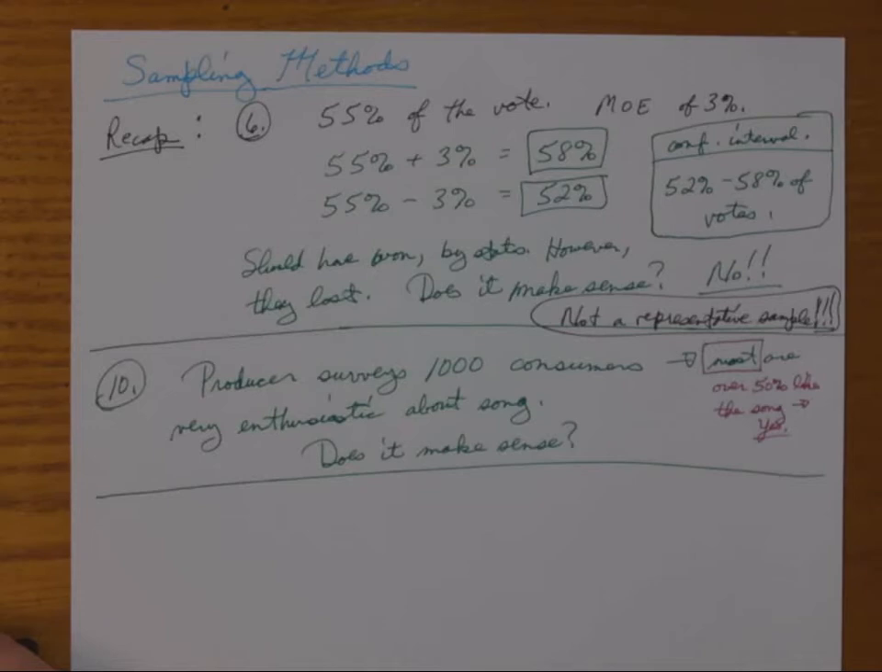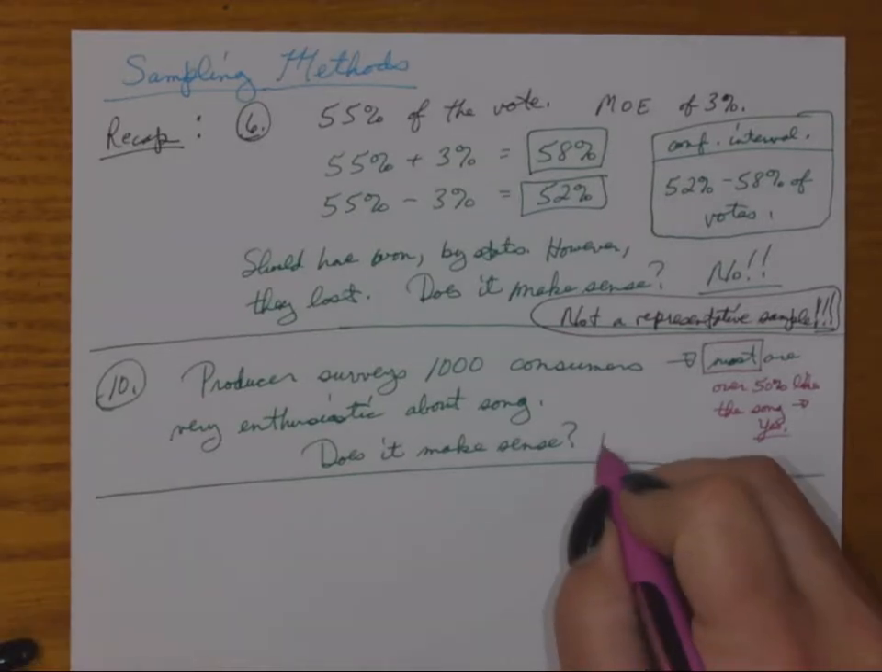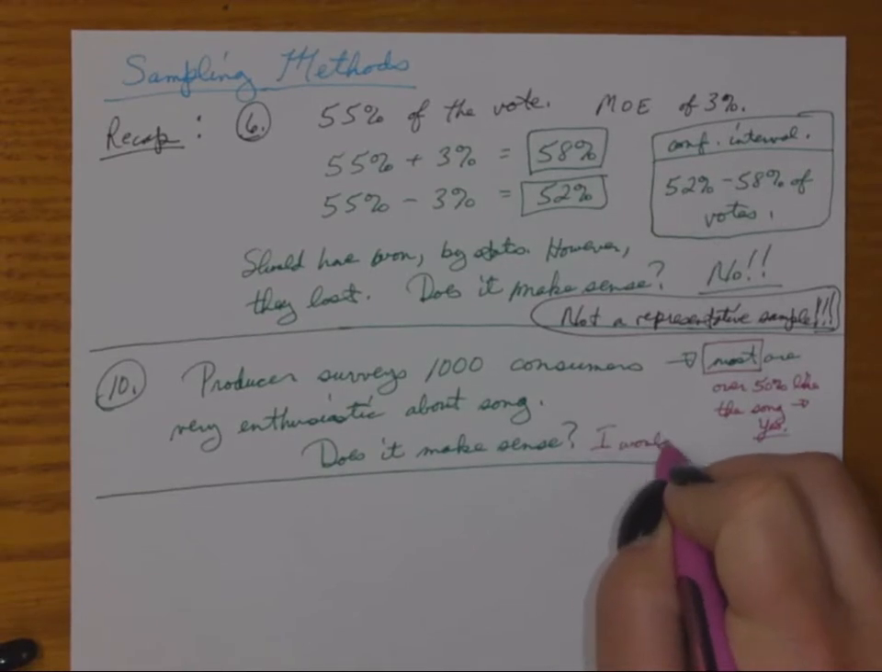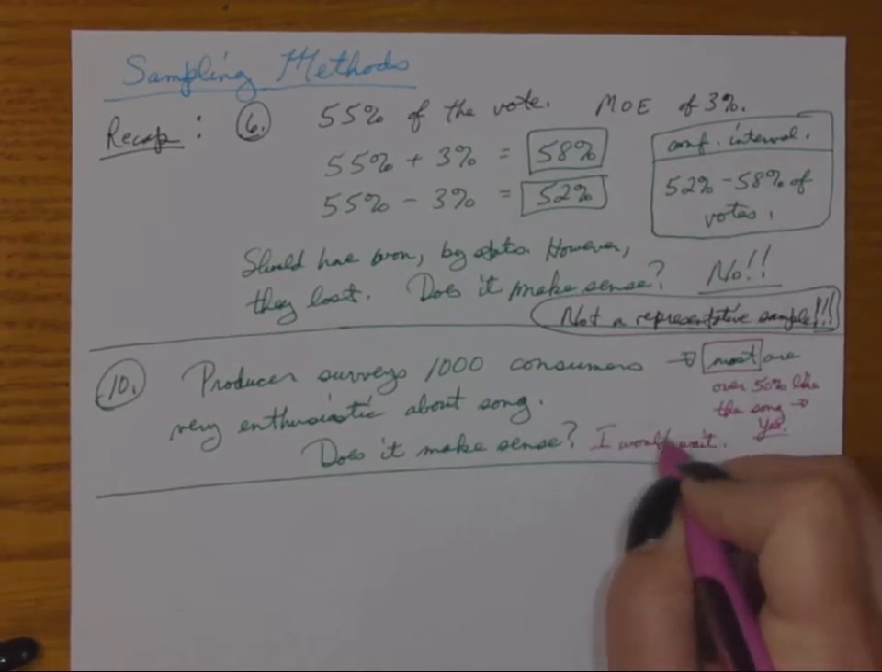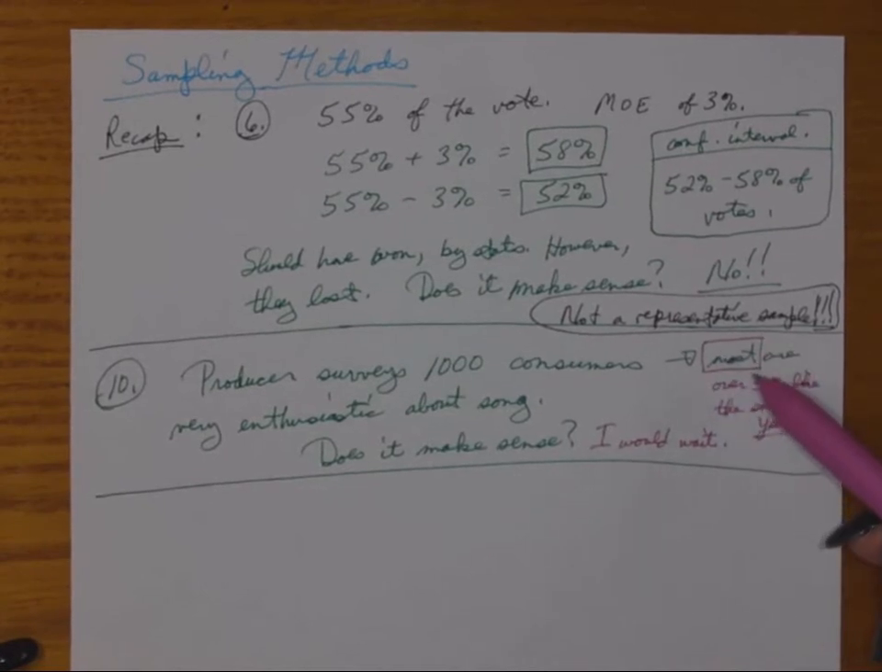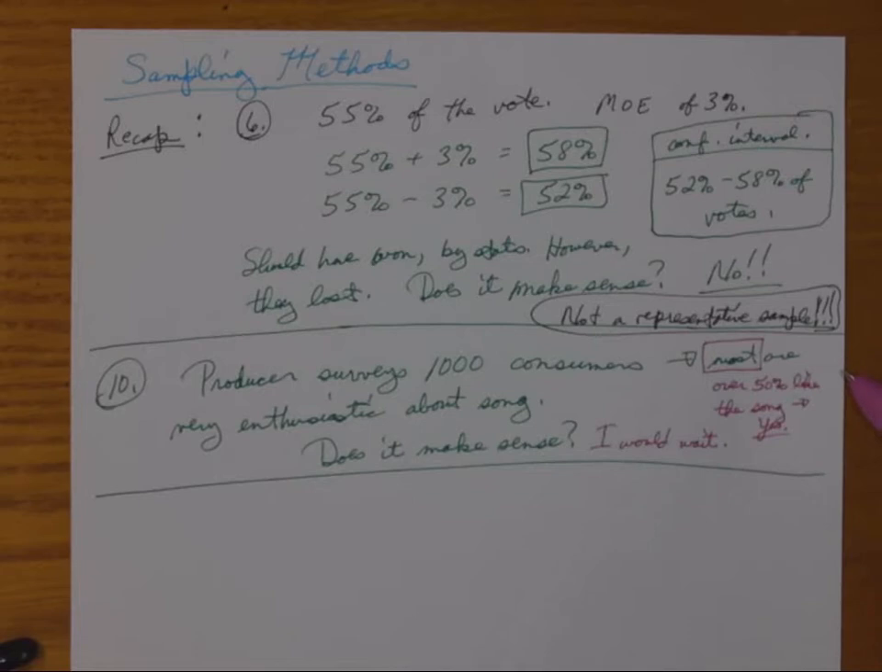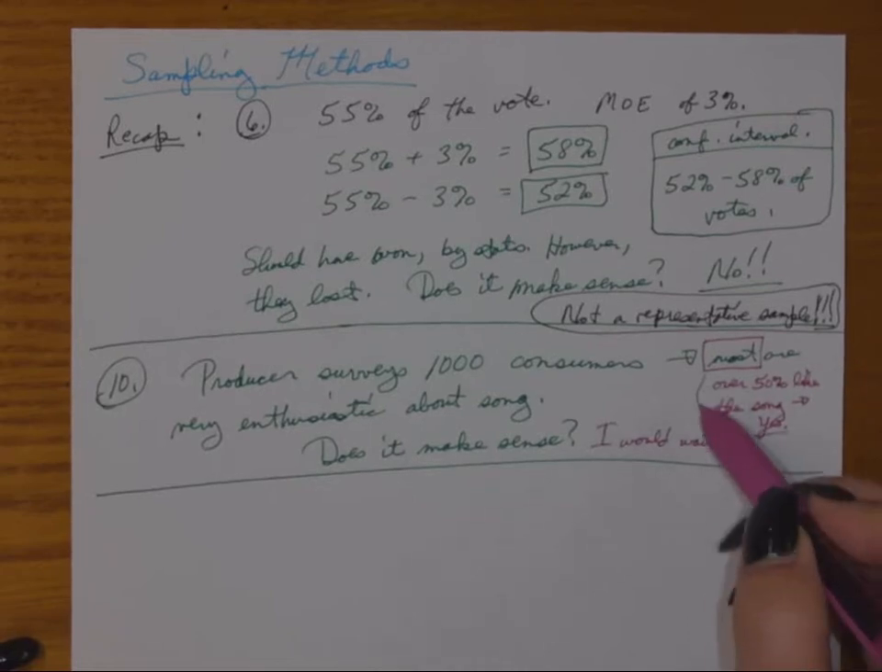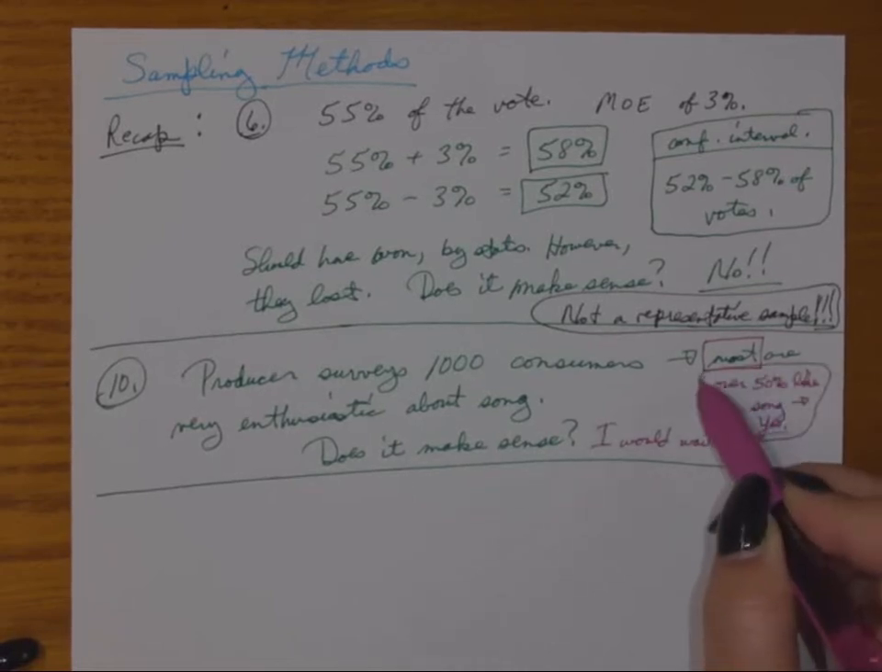My opinion is that I need a little bit more information, okay? So I would wait. I would not promote this song yet. And there's a couple of reasons why. The numbers are vague, okay? Most are very enthusiastic. I need a percentage, and a margin of error would really help. So that's going to bug me a little bit.